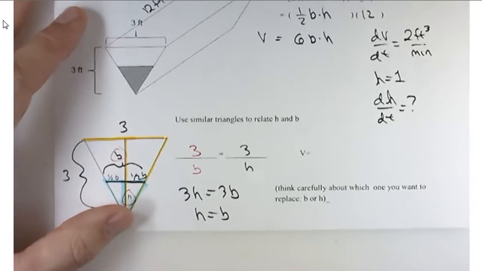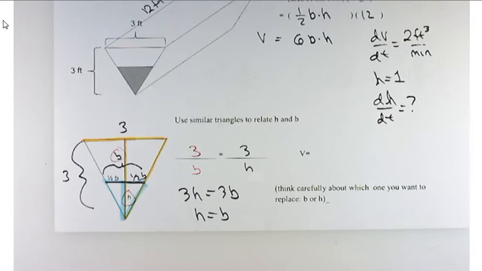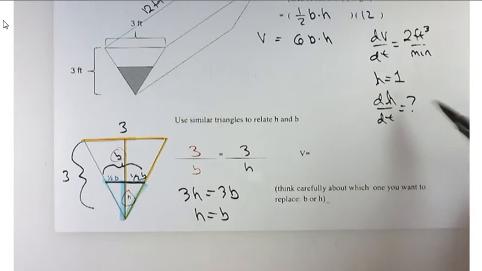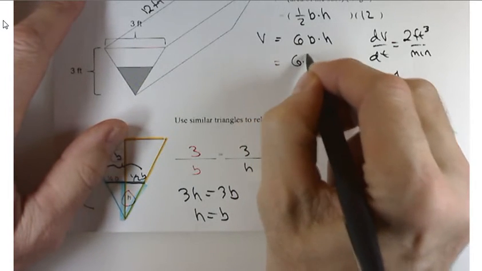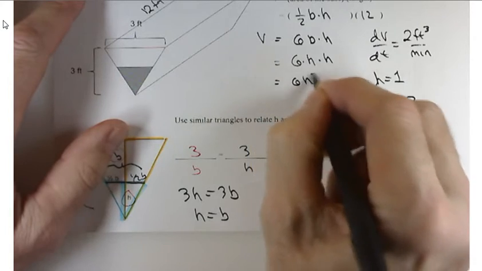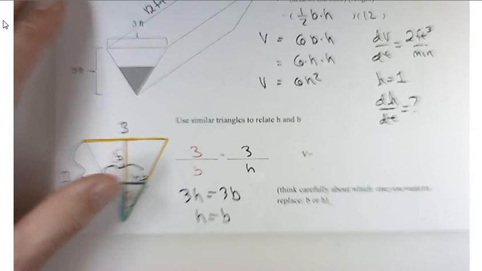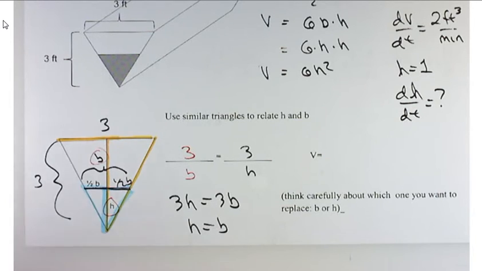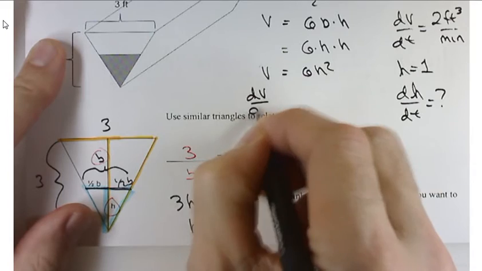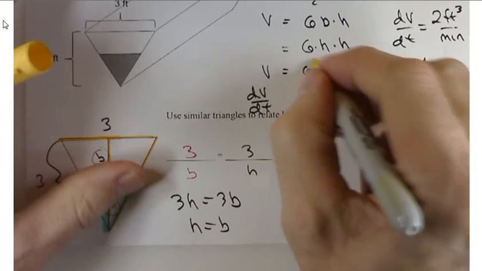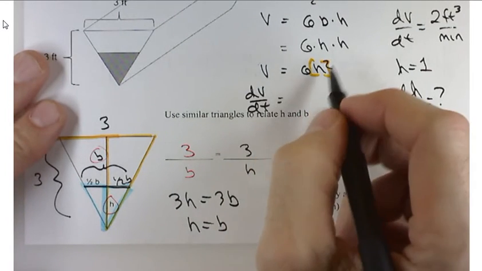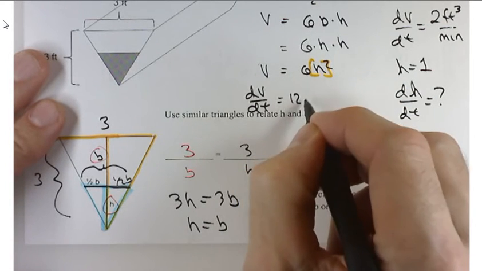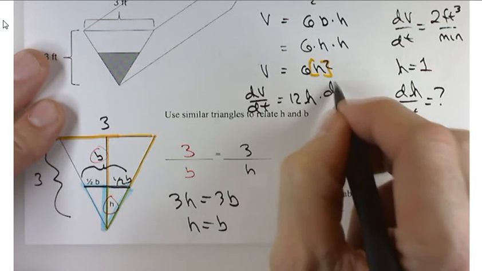Which one of these am I going to replace in this formula? The height or the base? The base. You want to keep the height because eventually we're going to need a dH by dt term here. So let's keep the height and get rid of the base. That's going to be 6 times h, or better yet, 6h squared for the volume. We're getting near the end here, so let me speed things up. dV by dt. When you differentiate, you've got to use the chain rule again. On the right hand side, it's going to be 2 times 6 is 12, h to the first power times dH by dt.